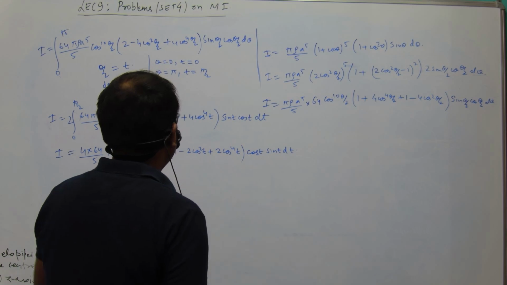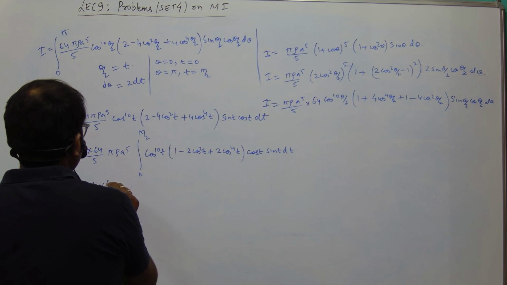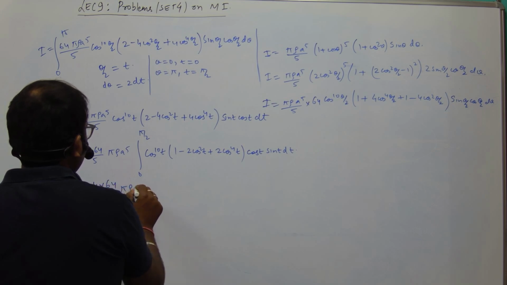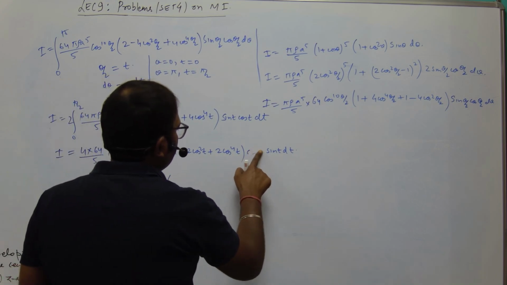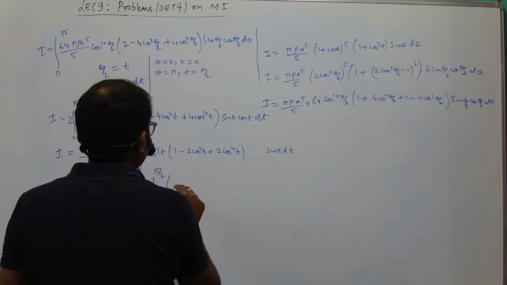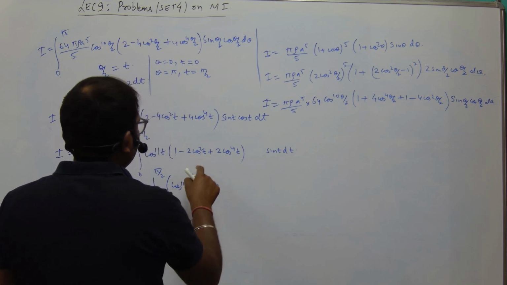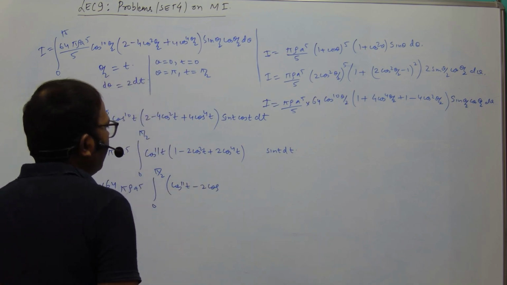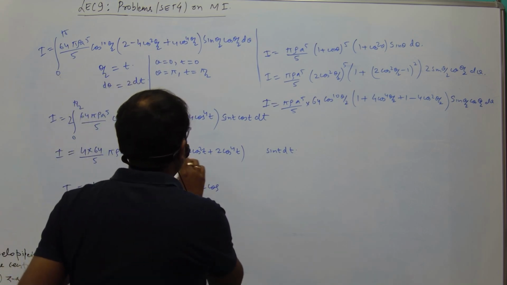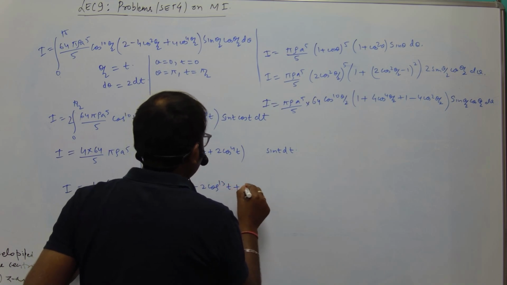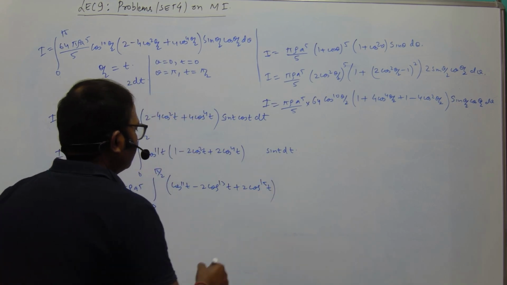Okay, so we can multiply this. I is equal to 4 into 64 upon 5 pi rho a^5 into integral 0 to pi by 2. This is cos t and this is cos 10t, so this can be cos 11t minus 2 times cos 13t plus 2 times cos 15t, into sin t dt.